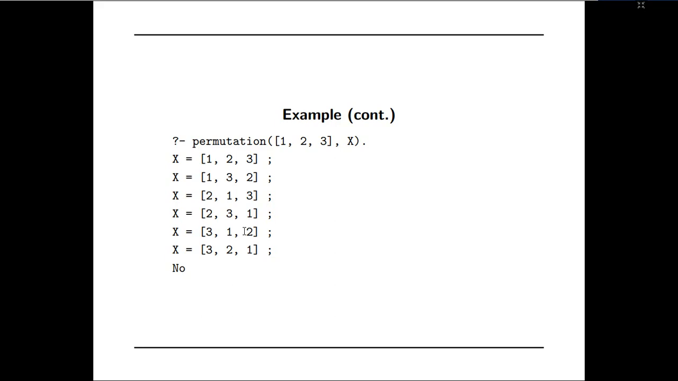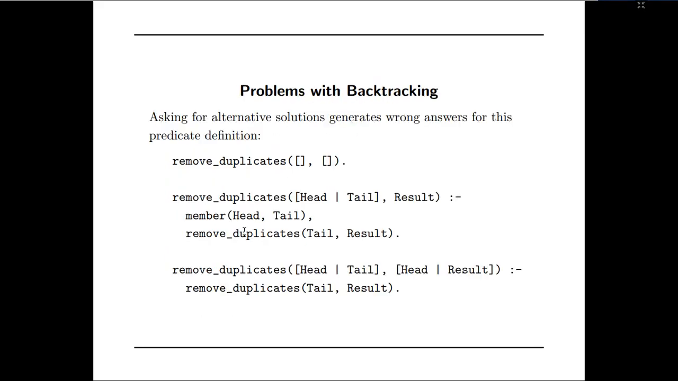Although backtracking is efficient, it is very slow. This is one problem. Further, asking for alternative solutions may sometimes generate wrong answers for the given predicates. That is the reason this is the biggest problem with backtracking.